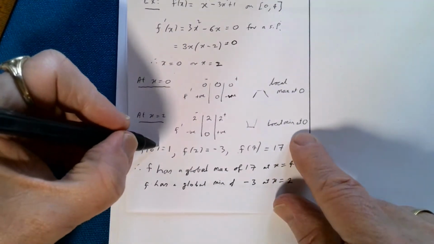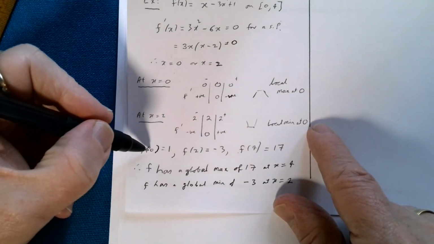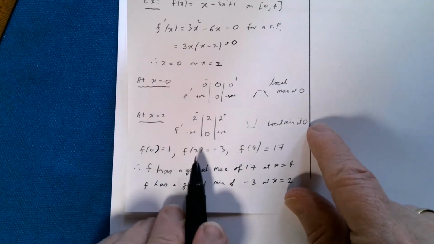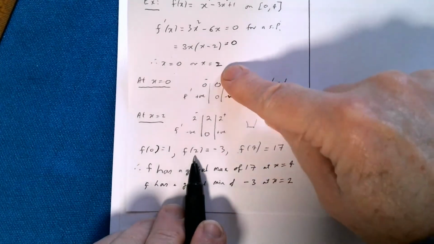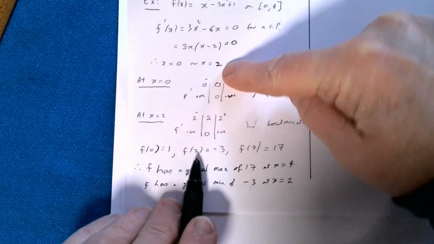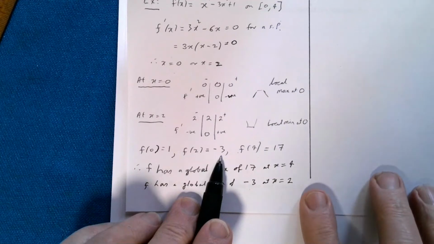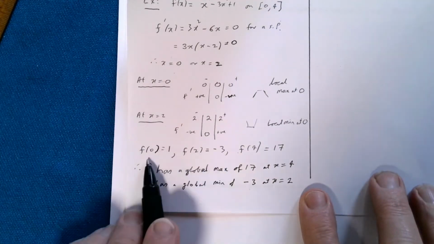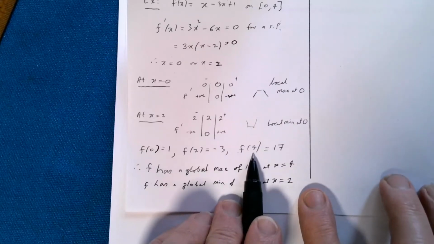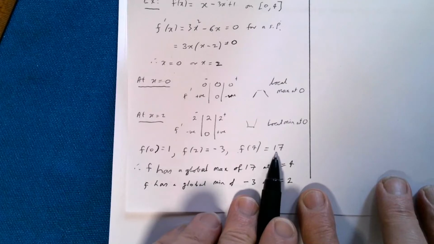Now finally I have to check the values of the function. So I put 0 back into the original function, I get 1. I put 2 in, that's the other stationary point, the one that we saw was a local min. You plug that in, you get minus 3. And I've got to check the endpoints. Now the endpoints were 0, I've already done that one, and 4. So when x is 4, you plug it back in, you get 17 for the f value.